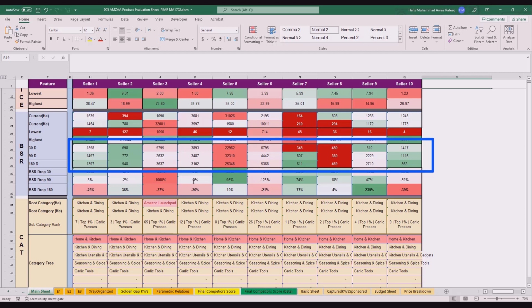If the BSR history of almost all sellers is bad and BSR is becoming worse day by day, then it is a problem in the category, a problem in the product demand.